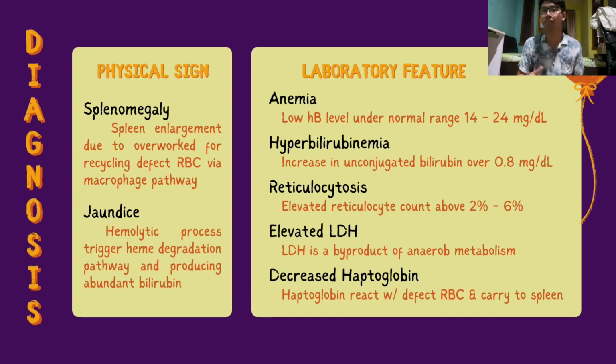Other laboratory findings will also show signs of elevated lactate dehydrogenase or LDH. LDH is a byproduct of anaerobic metabolism, which shows that somatic cells don't get enough oxygen to do the aerobic pathway. And finally, last but not least, there is also a decrease in haptoglobin. What is haptoglobin? Haptoglobin is a protein carrier that carries defective and damaged RBC to the reticuloendothelial pathway in the spleen. So haptoglobin will react with these defective RBC, lowering its concentration.